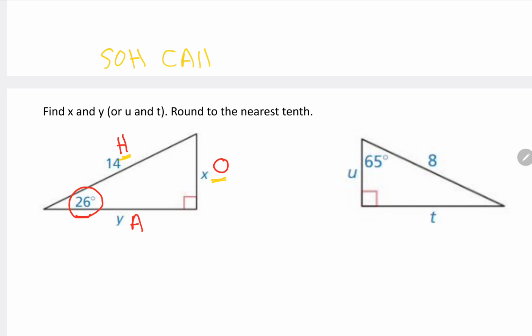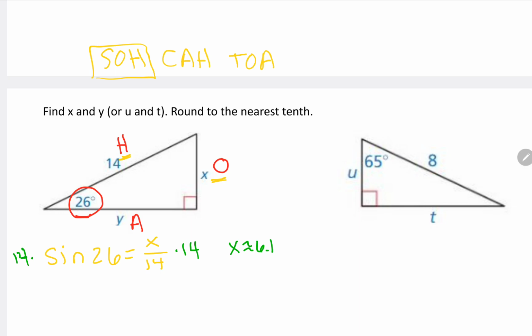So SOH-CAH-TOA up here again. Opposite and hypotenuse means I want to use sine. So sine of 26 equals opposite over hypotenuse. So to solve that, I'm going to multiply both sides by 14. 14 times sine of 26 is about 6.1.